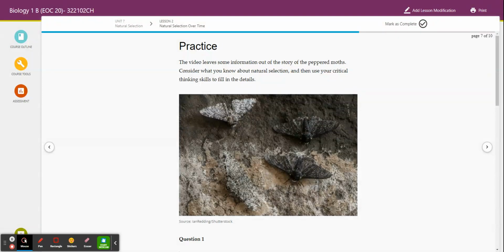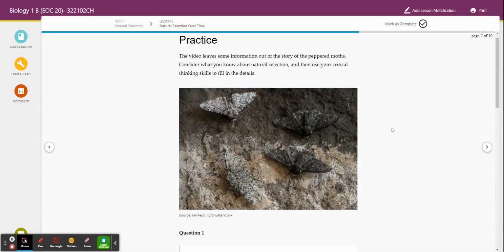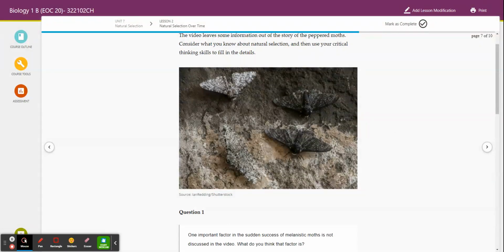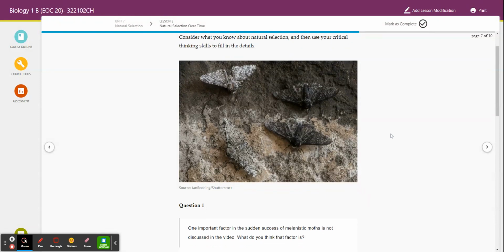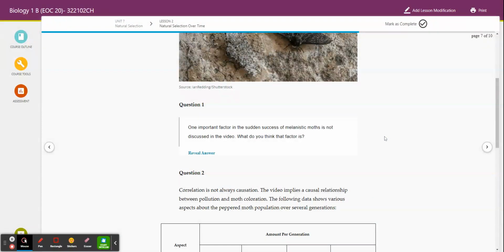Practice. The video leaves some information out of the story of the peppered moths. Consider what you know about natural selection and then use your critical thinking skills to fill in the details. One important factor in the sudden success of melanistic moths is not discussed in the video. What do you think that factor is?